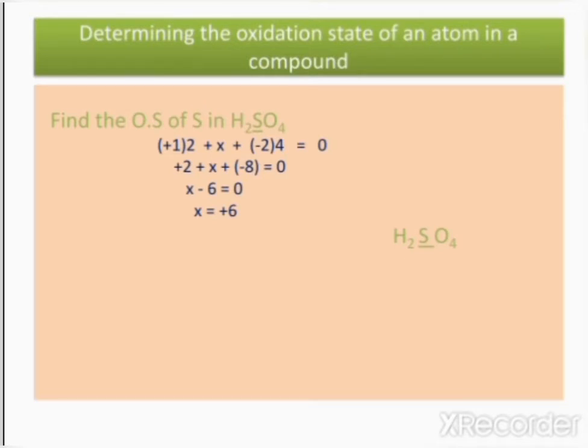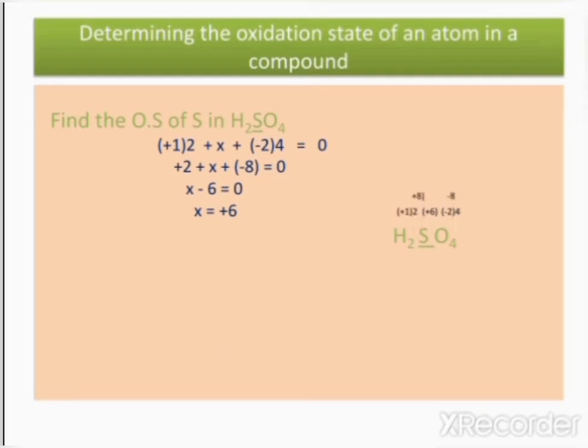It means the oxidation state of sulfur in H2SO4 is plus 6. We can also write the oxidation state on top of the molecule as plus 1 into 2 for hydrogen, plus 6 for sulfur, minus 2 into 4 for oxygen. The total sum of positive and negative charge must be 0.